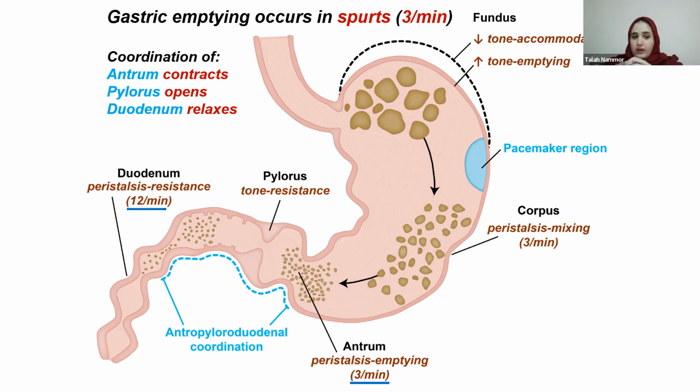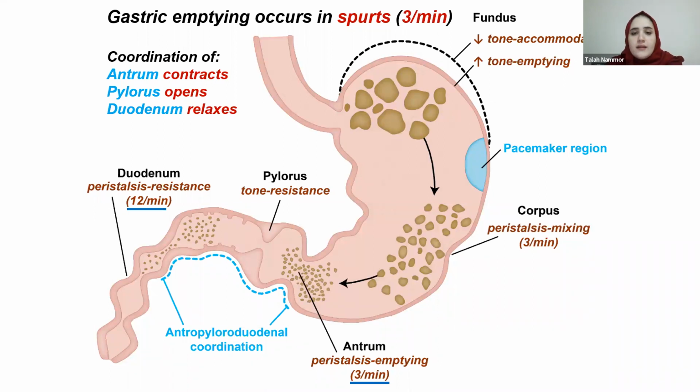The duodenum, okay, is smaller in size compared to the antrum. So it has to relax to allow the food to go in. So it will relax, and then the food goes in, and that's how the food will easily pass in. Okay, is it clear now?